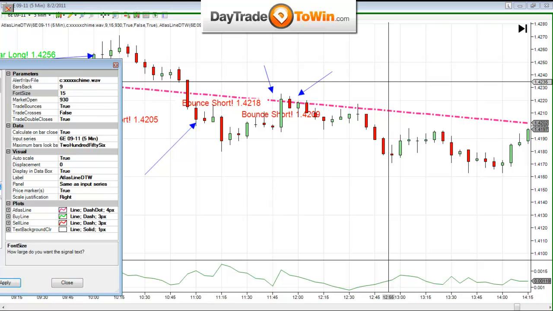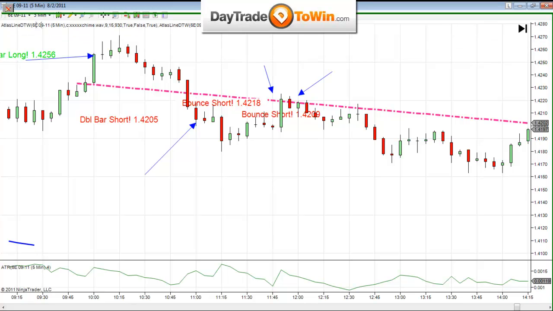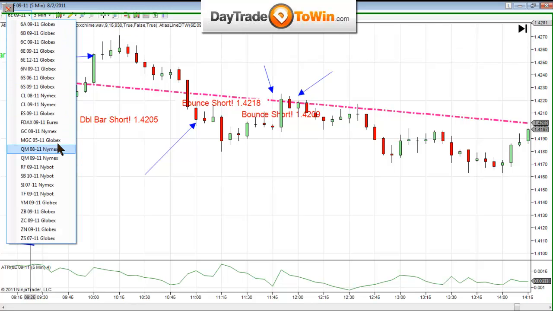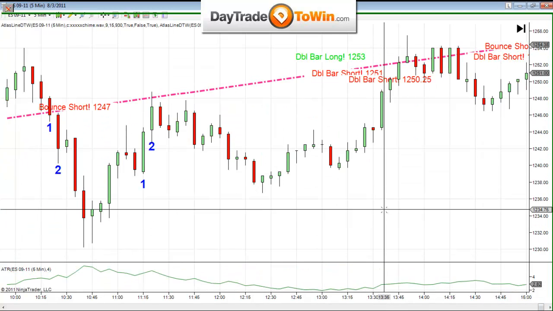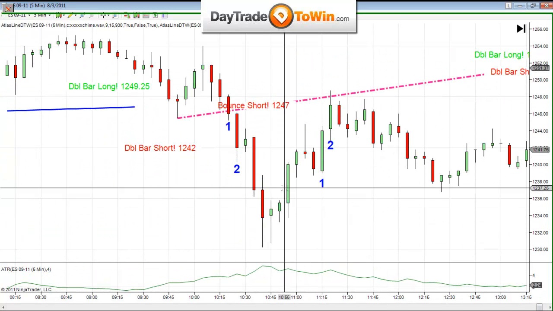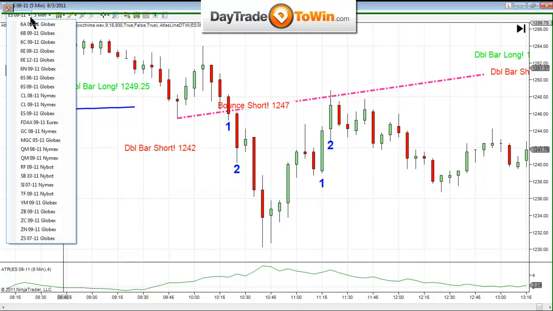And so if you look at trading the euro, trading the E-mini, trading the crude oil, I have a lot of oil traders that are trading the oil market with the Atlas line. Let's take a look at the oil today.